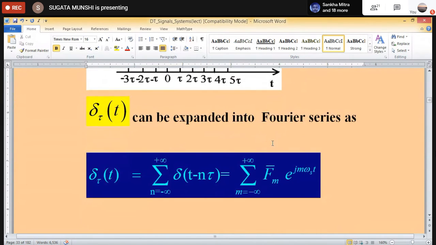This is the expression F m bar. It is the complex Fourier coefficient. The order of the harmonic is represented by small m.